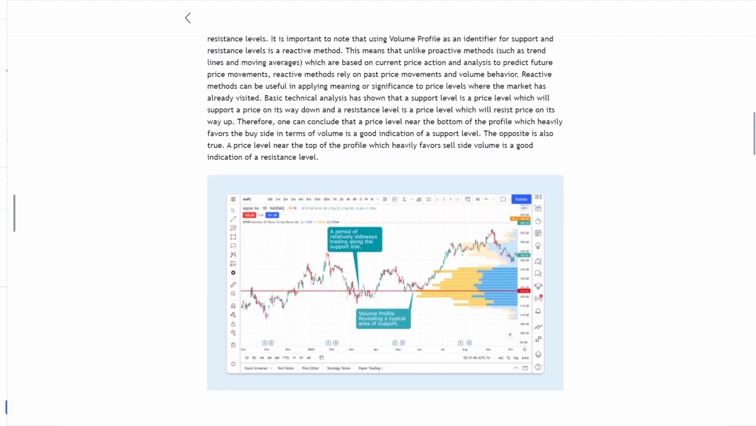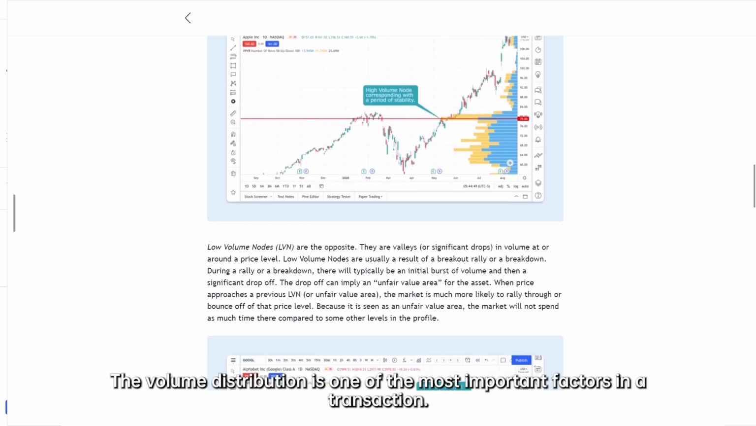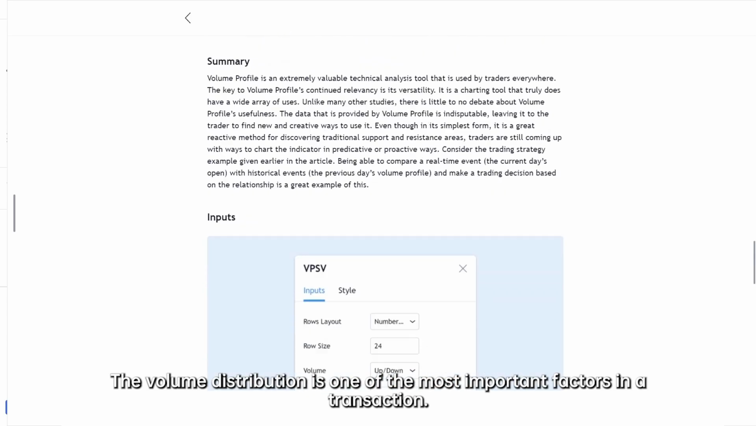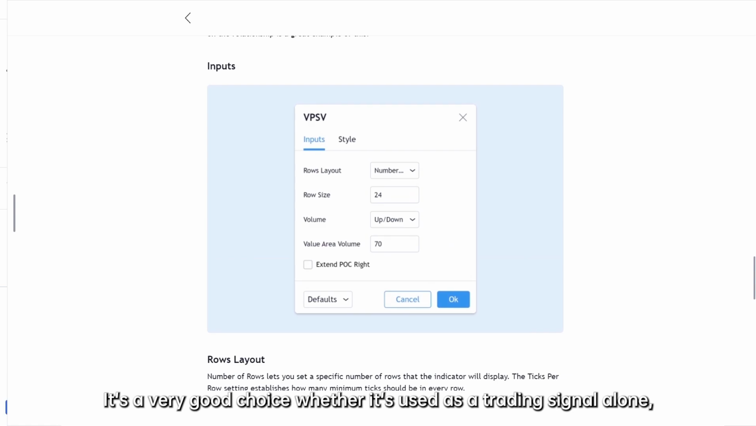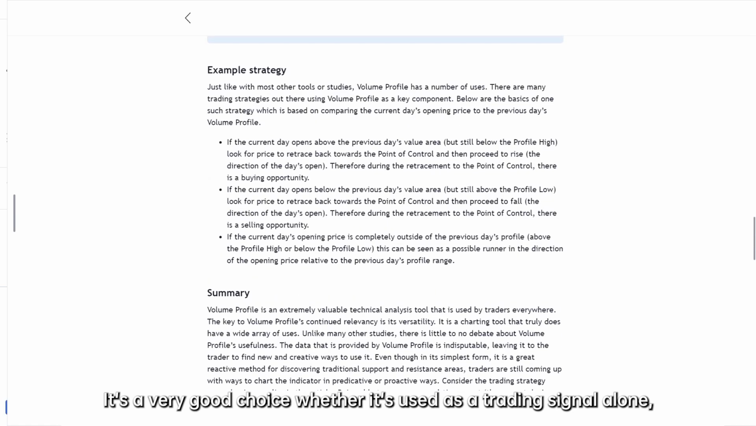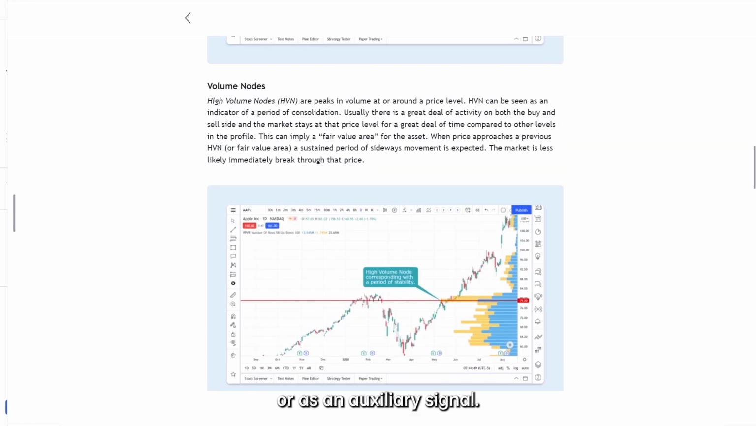So the volume distribution is one of the most important factors in a transaction, and it's a very good choice whether it's used as a trading signal alone or as an auxiliary signal.